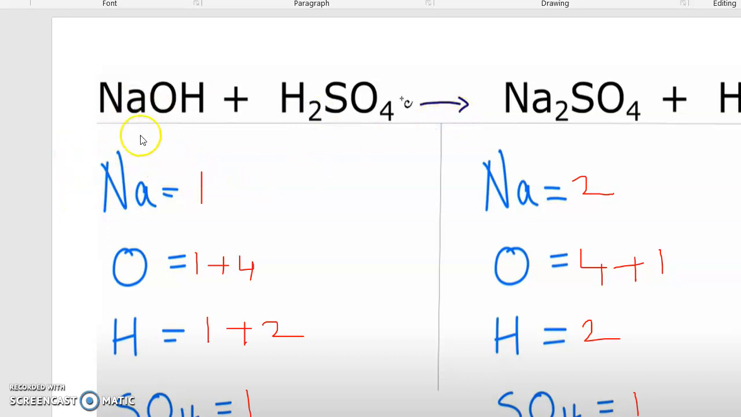Now let us see the various atoms present on both the reactant side and product side. Na on the left hand side is 1. Oxygen: NaOH has 1 oxygen and H2SO4 has 4 oxygen. Then hydrogen: NaOH has 1 hydrogen, H2SO4 has 2 hydrogen. Overall SO4 on the reactant side is 1. And in Na2SO4 on the product side, 2 Na are present, 4 oxygen are present. In water you have 1 oxygen atom and 2 hydrogen atoms. And the sulfate on both sides is 1.